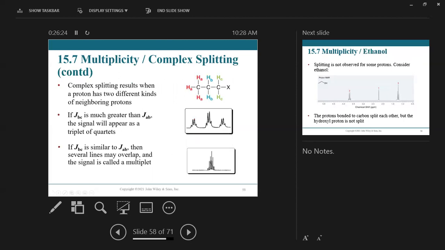Okay, so if JBC is much greater than JAB, the signal will appear as a triplet of quartets. We see that here. If JBC is similar to JAB, then several lines may overlap and the signal is called a multiplet. So that's what this is, just a multiplet right here.